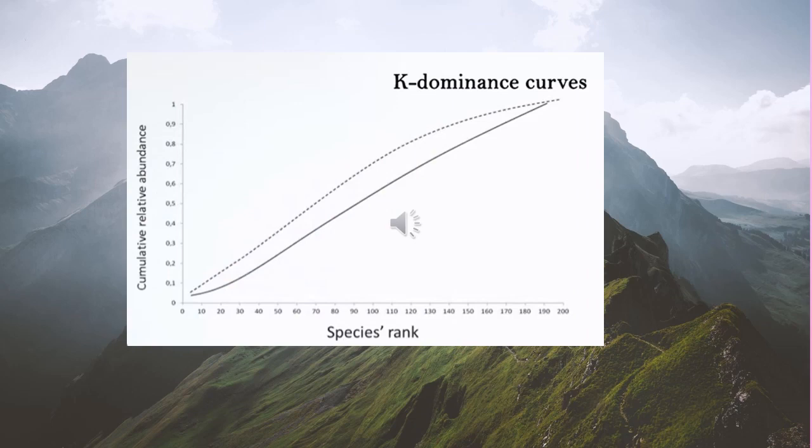Another way to analyze impacts on biodiversity is the K-dominance curve. Now you see in this example there are two curves, and the highest one means that the community in that case has more biological diversity and is more diverse than the second one. So the curve that's placed on top of the graph is more diverse, and the curve that is below the others is the less diverse.